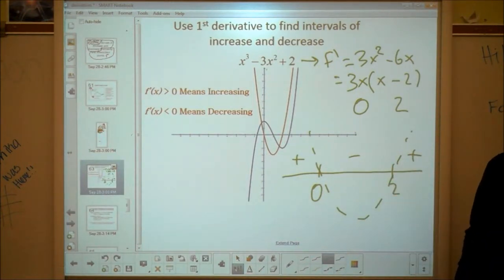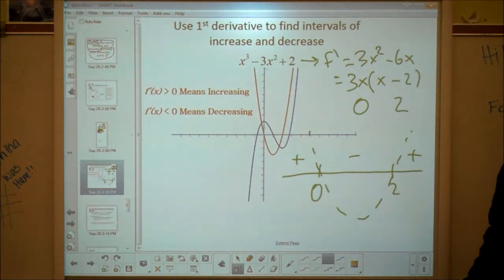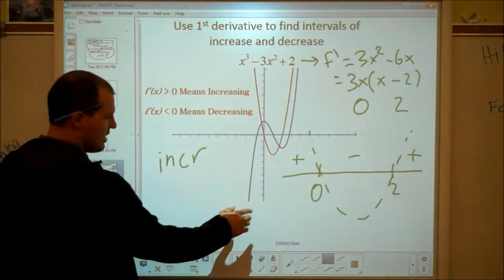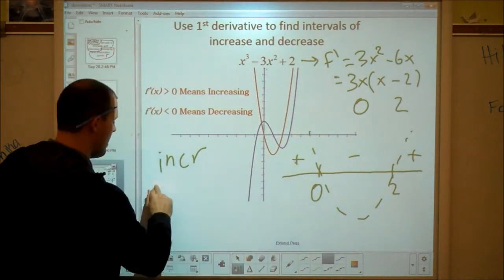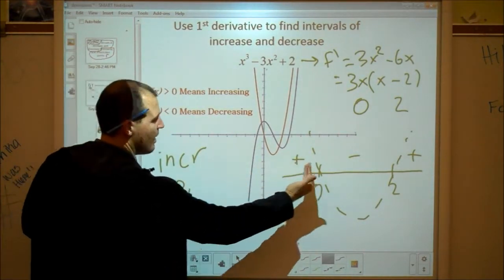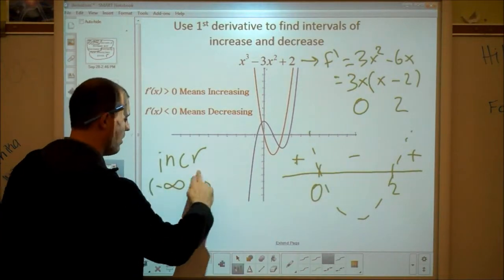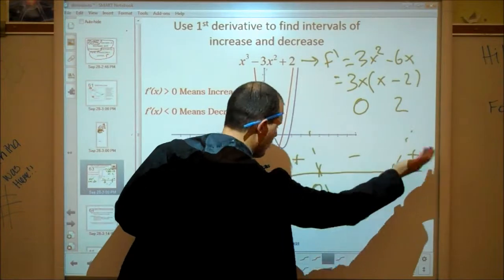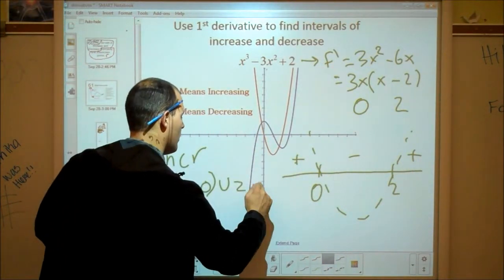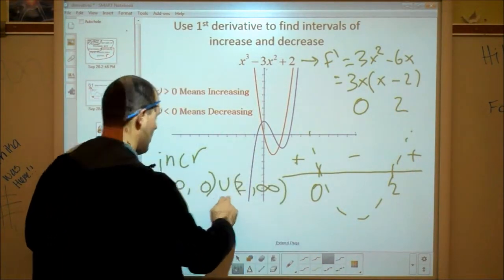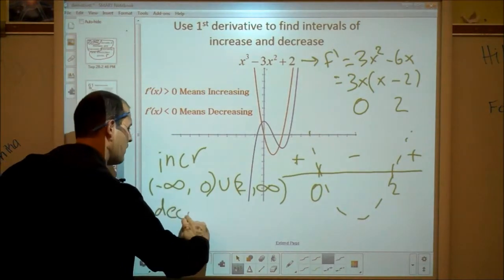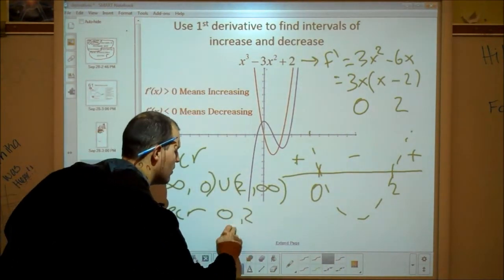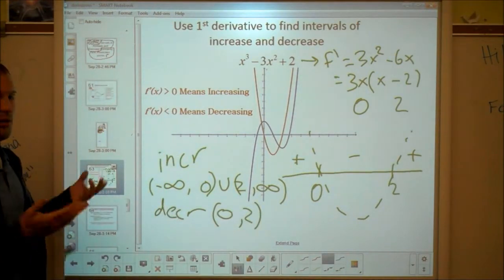So when I have to write out the intervals of increase and decrease, it's pretty easy. It is increasing over the interval. Let's see. Well, it's increasing over here. So from negative infinity all the way up until 0. Or it's also increasing out here. So from 2 on to infinity. Where is it decreasing? Well, where we have a negative, from 0 to 2. Now we're done. That's it.